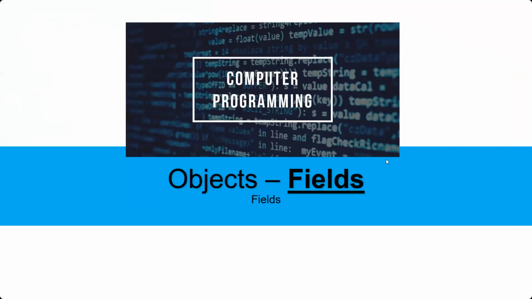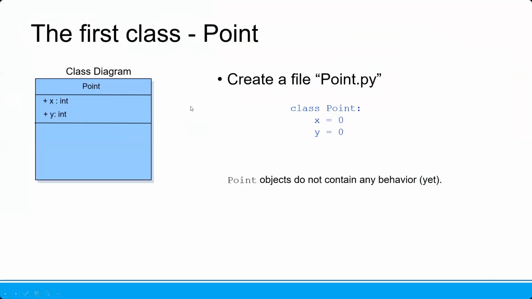So that's the introduction about the class. Now let's try to do one by one. In this section, we are going to learn about what is fields. To simplify the class, let's create only one class, which is point, and then let's have only two data members. I do not want to make methods, so let's just focus on the fields.